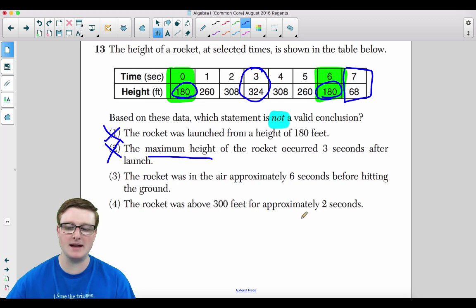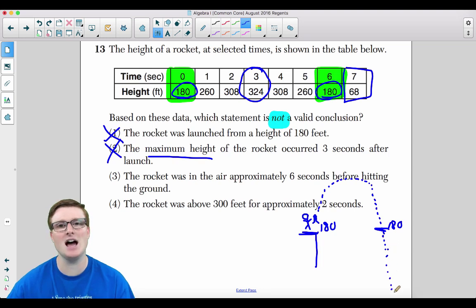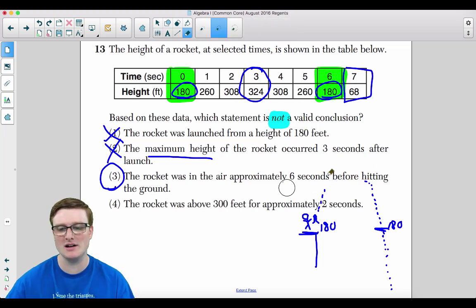So a picture that might look like this, here is a cliff, and here's a little guy launching the rocket. Let's draw a little rocket here. As you can see, I'm not an artist. And it's going up, and this is at 180 feet, and it's going down, and this right here is 180 feet, but it keeps on going down. So he might actually be on a cliff. So your answer is going to be choice 3. The rocket was in the air approximately 6 seconds before hitting the ground.